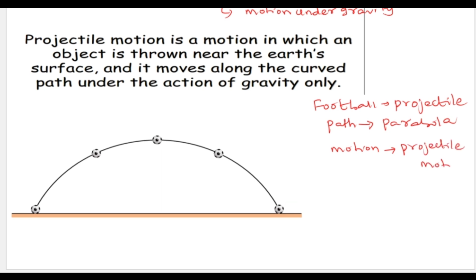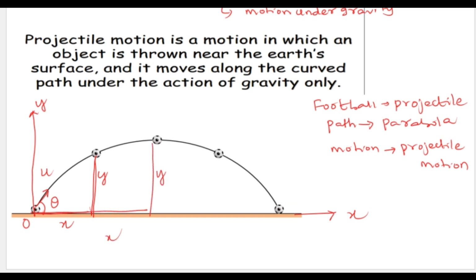Projectile motion. Now here, suppose this is the x-axis and this is the y-axis. Initially the football is thrown with some velocity u, making an angle theta with the horizontal. After a certain time the football is here. That means this much x is changing, this much y is changing. After a certain time the football is here. So this is the reference point. From the reference point, this much x is changing, this much y is changing.